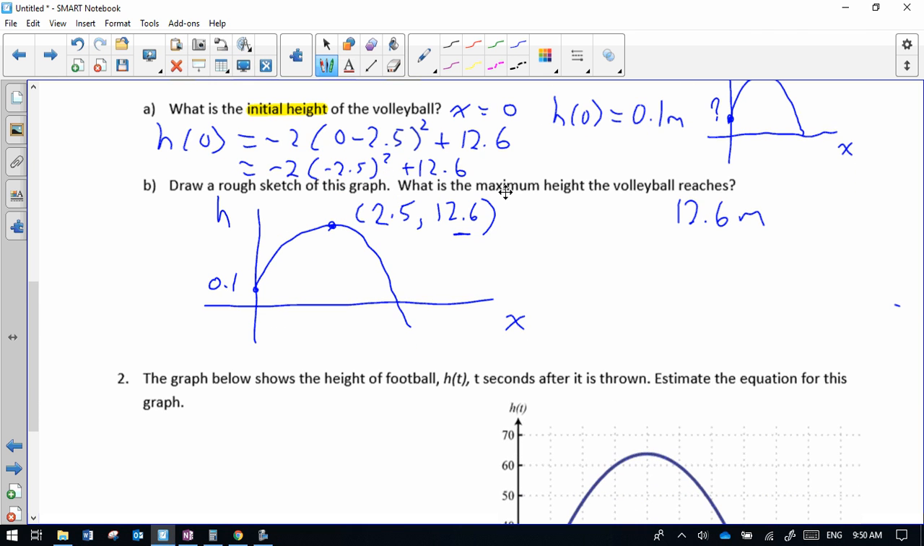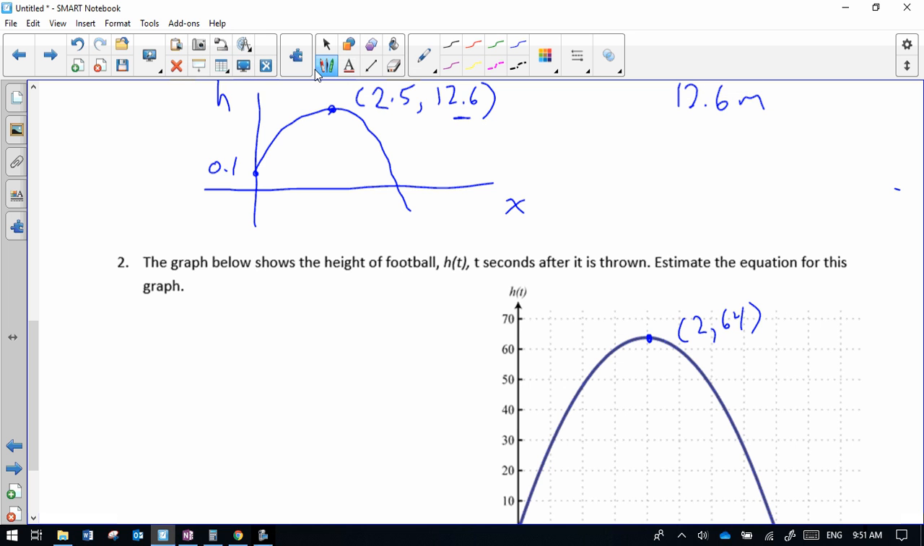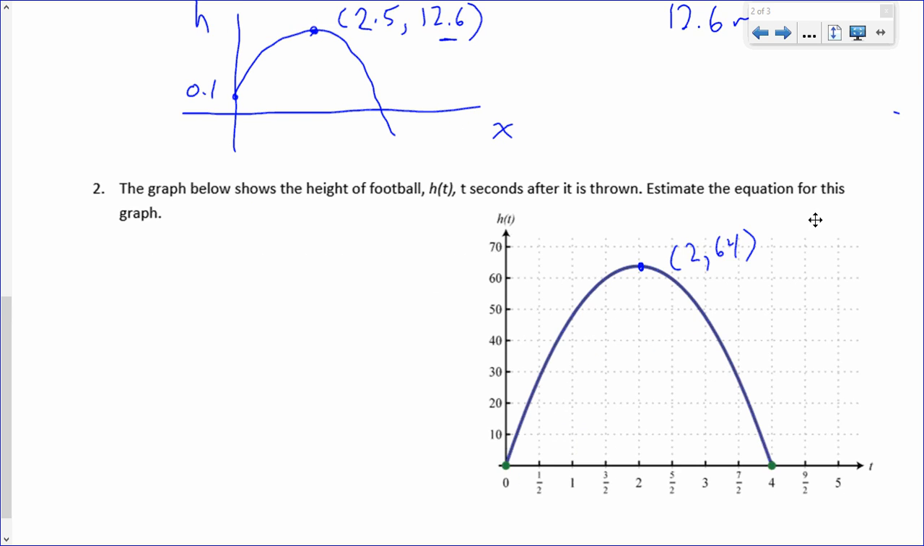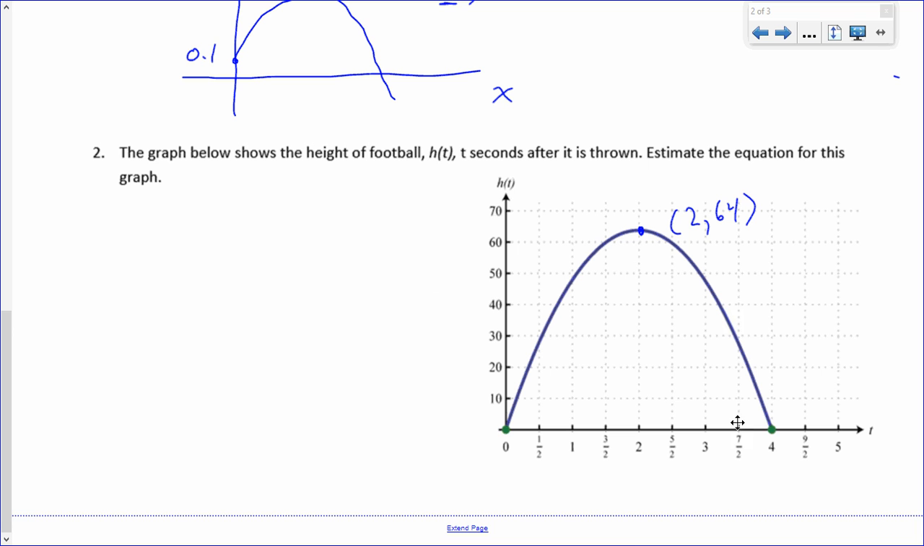Okay, let's look at the last question here together. In this last question, I've started by labeling the vertex. Now it says estimate the equation of this graph, and this graph being time and height. The estimate part comes into play because I think this is at 2, 64. It sure seems like that's 64 here for the y value, and we'll use that for our vertex.